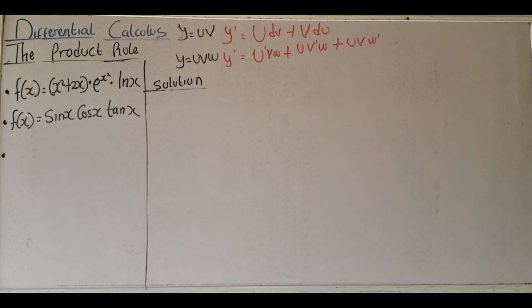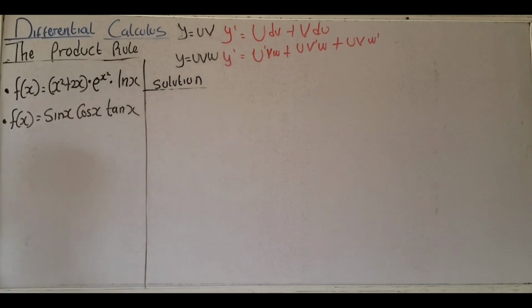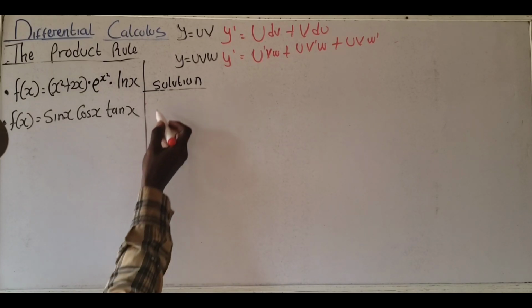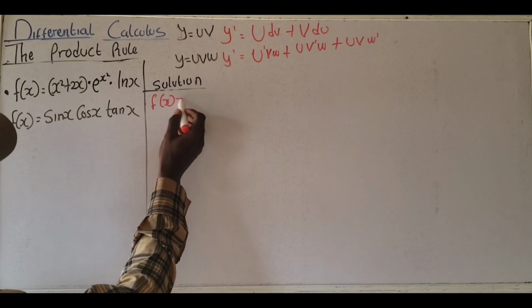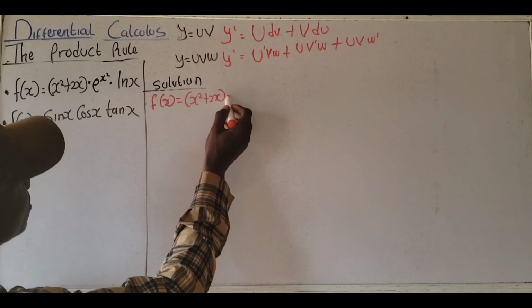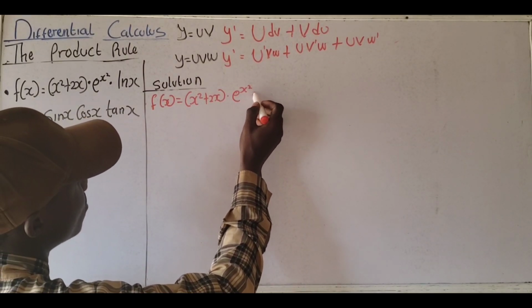Okay, let's consider the question on the board. They are asked to find the derivative of this function using the product rule. You can see that the function has three parts, and these three parts are multiplying each other. Okay, let's start with the first question. f(x) is equal to (x squared plus 2x) multiplied by e raised to the power of x squared, multiplied by ln x.